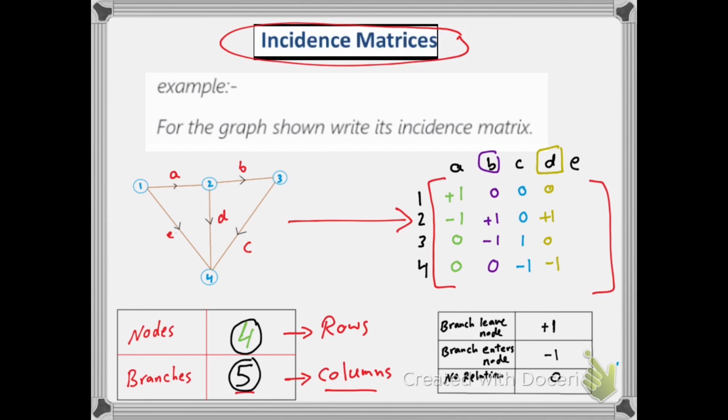Finally, let's discuss the incidence of branch E. Branch E here is connected between node 1 and node 4. It leaves node 1 and enters node 4. That means at node 1 I will put positive 1 and at node 4 I will put negative 1. No relation between the branch E and node 2 and node 3. That means at node 2 I will put 0 and at node 3 I will also put 0. Now we have completed the items of the incidence matrix.